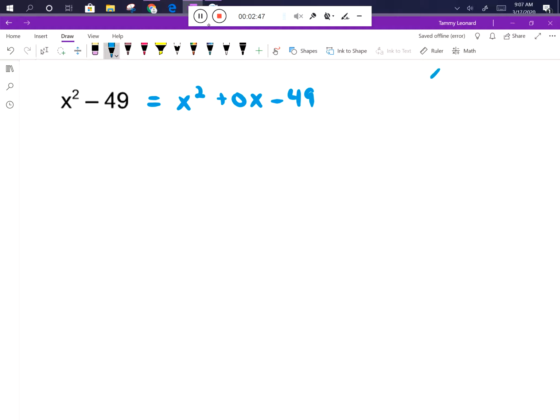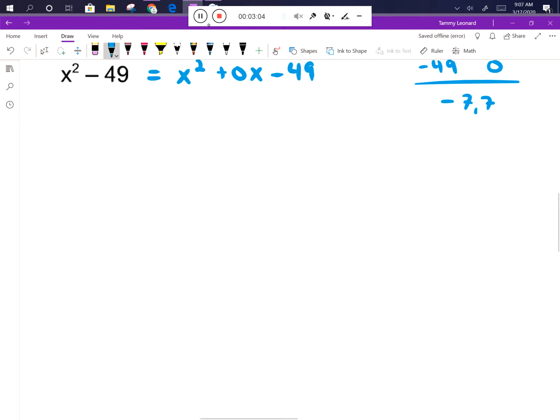We're looking for 2 numbers that multiply to make negative 49 and add to make 0. Well, negative 7 and positive 7 will do that. So we're going to split the middle term of 0x into a negative 7x and a positive 7x. So we'll rewrite the problem as x squared minus 7x plus 7x minus 49.